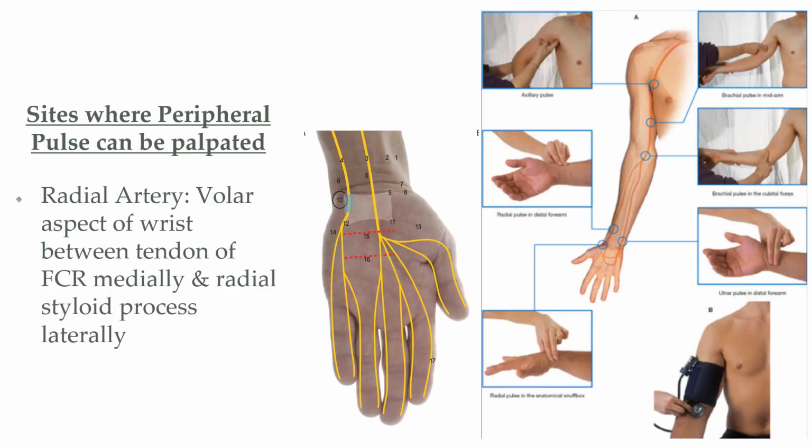A very frequently asked question from a first year medical student is to enumerate the sites where peripheral pulses can be palpated. As of now, we will talk only about the sites in the upper limb. The most frequently palpated artery is the radial artery. It is palpable over the volar aspect of the wrist, that is anterior aspect of the wrist, in between the tendon of flexor carpi radialis medially and radial styloid process laterally. So this is the site where radial artery is palpable.